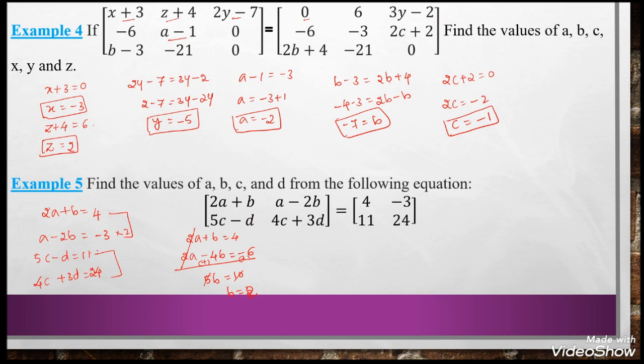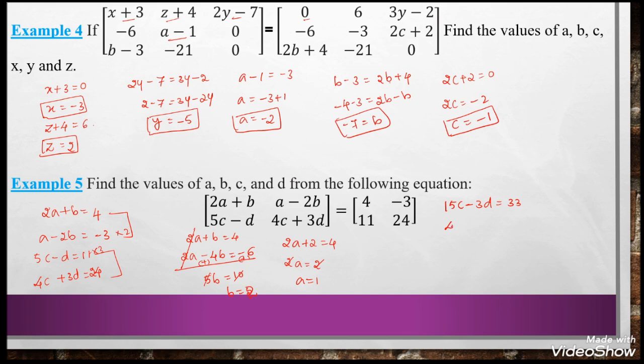Again substitute the b value in equation 1. 2a plus 2 is equal to 4. Again 2a is equal to, while taking 2 on the right side it becomes minus. 2 gets cancelled, the value of a becomes 1. Again we have to check equations 3 and 4. Simply I have to multiply the equation 3 by 3. That is 5 into 3, 15c minus 3 into d is equal to 11 into 3, 33.